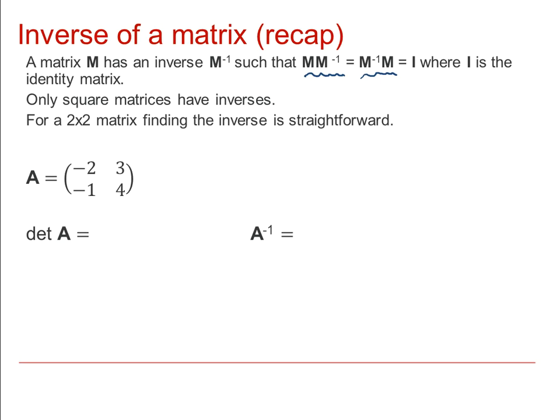So for example, if A is -2, 3, -1, 4, then we can see that the determinant of A is -8 minus -3, which is -5, and therefore the inverse becomes 1 over -5, or -1/5, and we swap the leading diagonal and change the sign on the other diagonal.